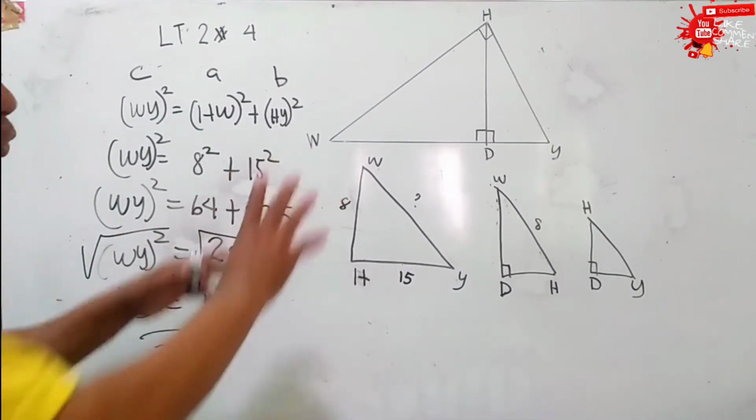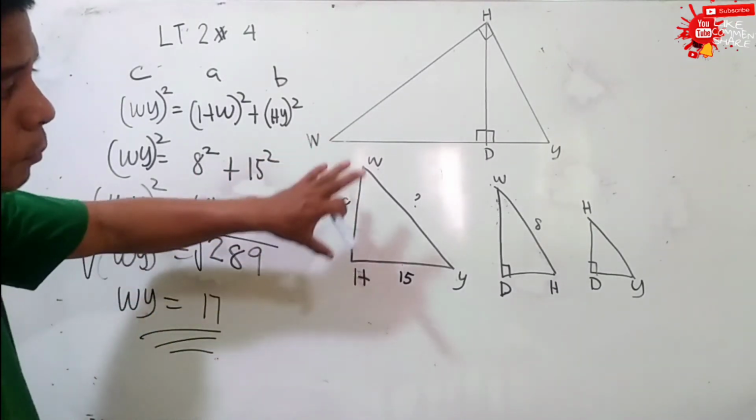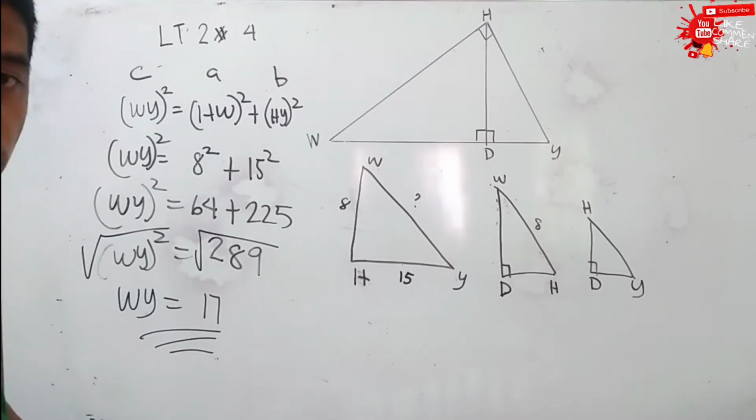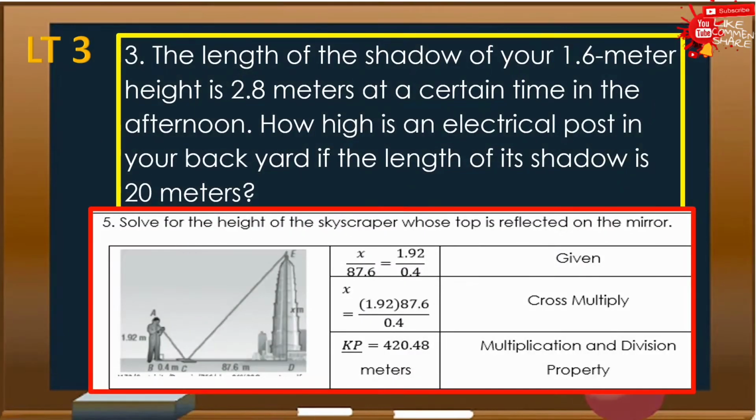Ang unang gagawin natin ay i-identify natin yung mga legs at saka hypotenuse ng ating triangle. Itong sa learning task 3 is problem solving. Okay? So, the length of the shadow of your 1.6 meter height. Ito naman yung parallel sa module. Okay, kitang-kita. So, ang hinahanap din dito is the height of the skyscraper.